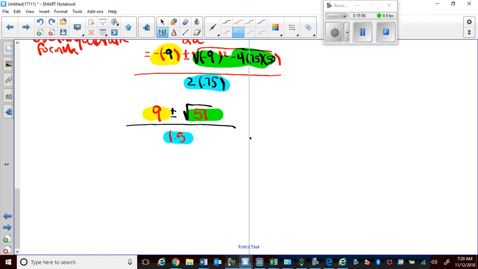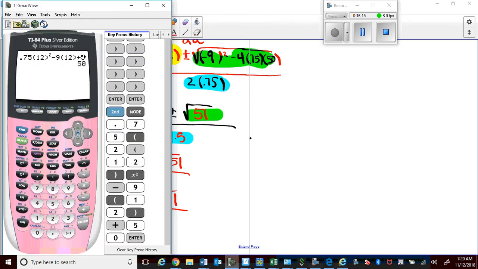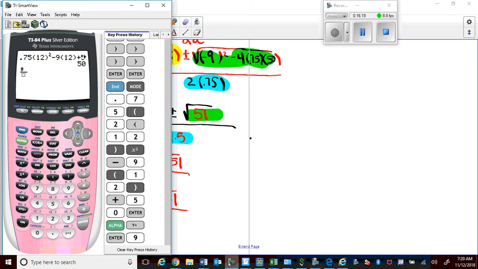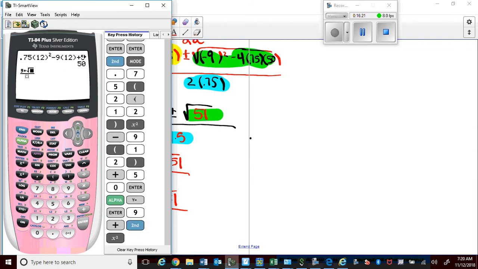So, breaking these apart, x equals 9 plus the square root of 51 divided by 1.5, and it equals 9 minus the square root of 51 divided by 1.5. Using the graph and calculator, you have alpha y equals answer 9 plus the square root of 51.